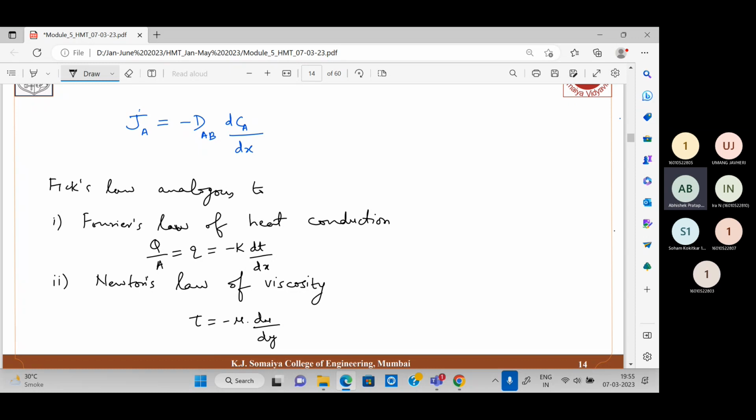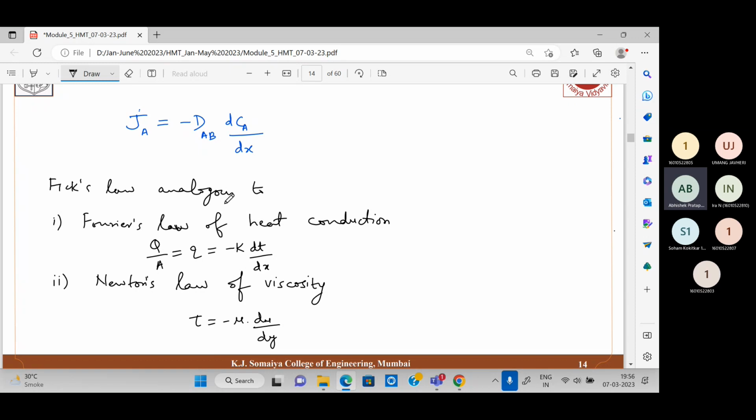So we can say this Fourier's law describes the transport of heat energy due to the temperature gradient, while Newton's law of viscosity describes the transport of momentum due to the velocity gradient. And Fick's law describes the mass transport due to concentration gradient. You remember this? Fick's law is analogous to Fourier's law of heat conduction and Newton's law of viscosity. This is how we can express Fourier's law of heat conduction, and this is how we can express Newton's law of viscosity.